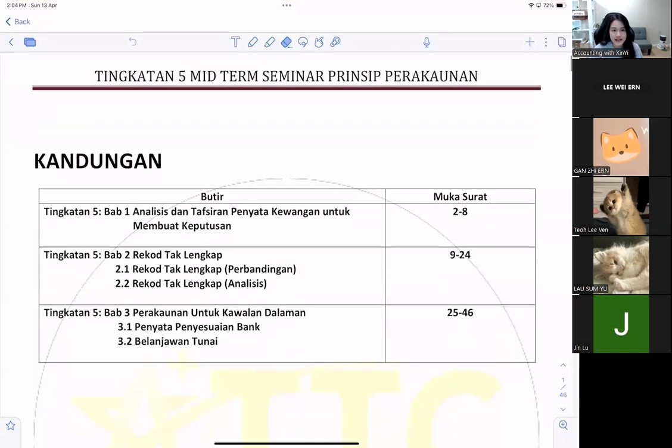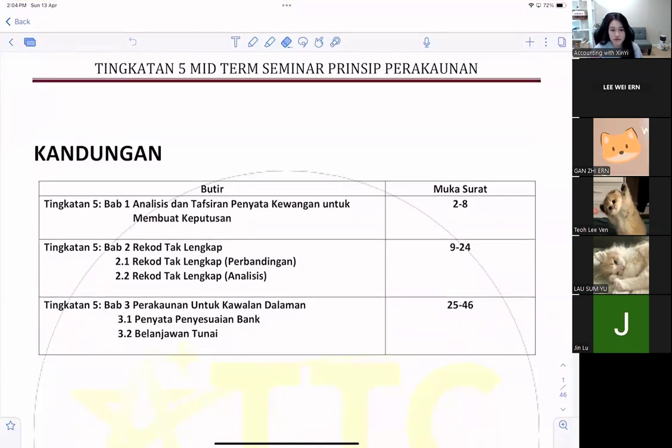Now, what you can find in our midterm seminar notes is that we cover 3 chapters for you: chapter 1, chapter 2, and also chapter 3, all of Form 5. Of course, I know it's a midterm exam for you guys, so surely your Form 4 chapters are going to come out in the exam itself. But since the midterm seminar only has 2 hours, we didn't put in Form 4 topics. We only cover chapters from Form 5.